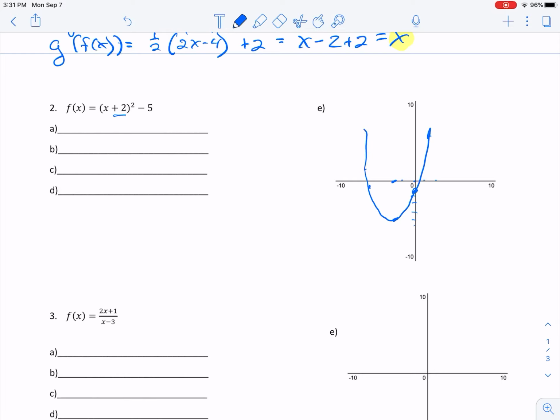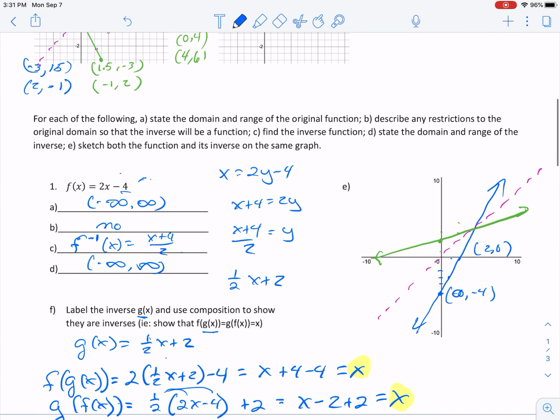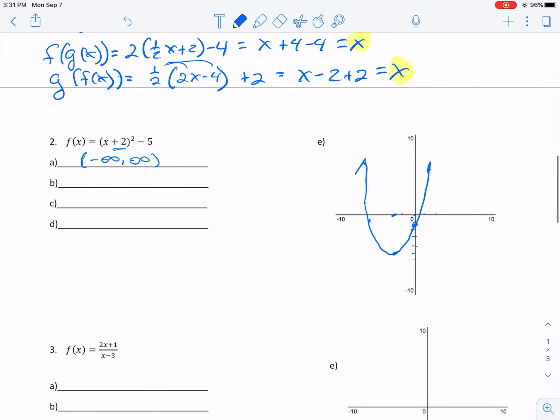Okay? What's its domain? That's the first thing it asks you. It's all reals. What's part B? It says, describe any restrictions to the original domain so the inverse will be a function. Okay, so I'm going to restrict my domain. I'm going to ignore this side of my parabola so that it passes the horizontal line test. It'll only cross once. Okay, so my domain is now going to be from negative 2 to infinity.